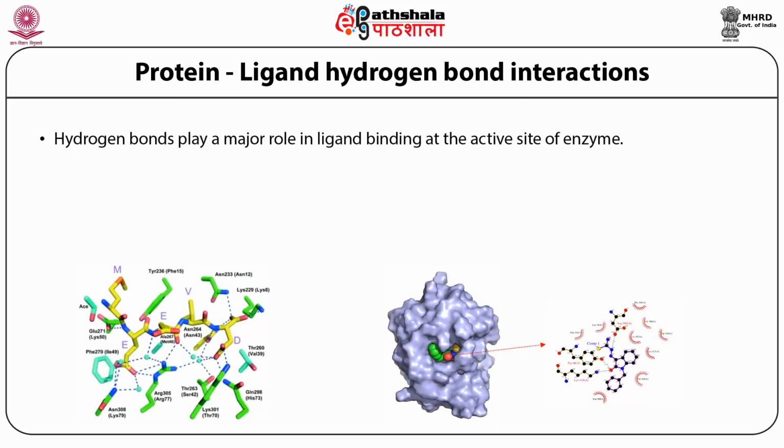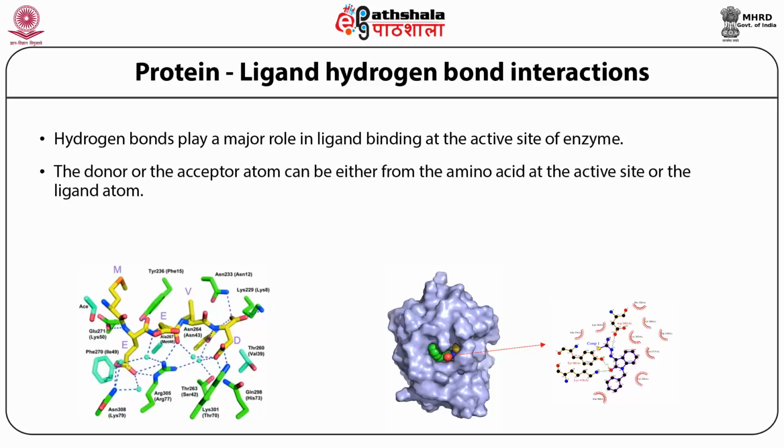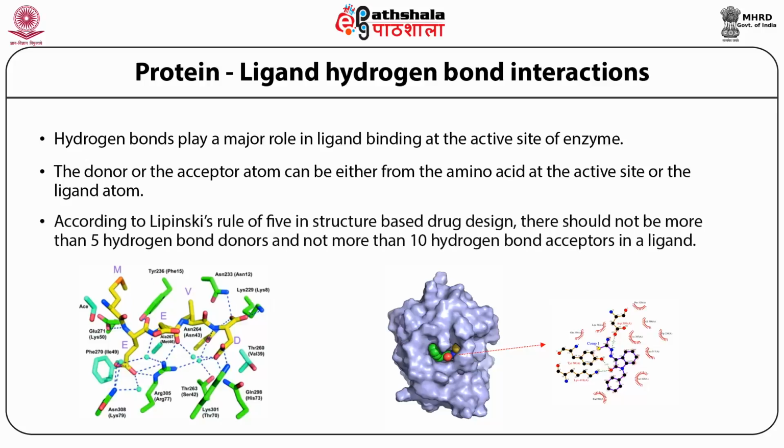Hydrogen bonds play a major role in protein-ligand interactions at the active site of the enzyme. The donor or the acceptor atom can be either from the amino acid residue at the active site, or from the ligand atom which binds at the active site of the enzyme. According to Lipinski's rule of 5, in structure-based drug design, there should not be more than 5 hydrogen bond donors and not more than 10 hydrogen bond acceptors in a ligand molecule.